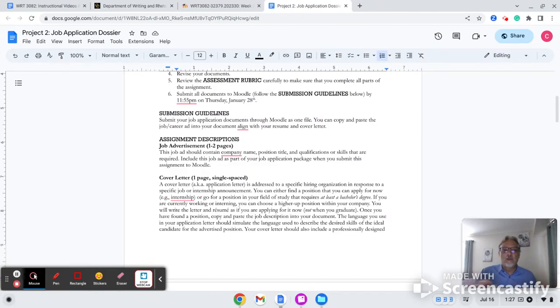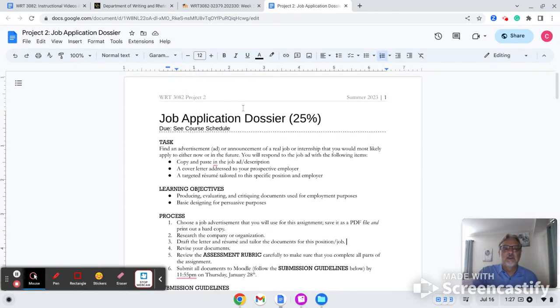So here's the overall deal. Let me draw your attention back to the whole reason for the job application, which is why I say a job or an internship that you would most likely apply to, either now or in the future. Most of you taking this 3000 level class, 3082, may be close to graduating in the next year or so. So your first job might be that entry level job, or perhaps you prefer to look at the big job you want to get to. I'm okay with either one, for the most part.